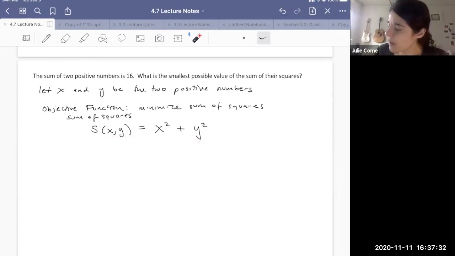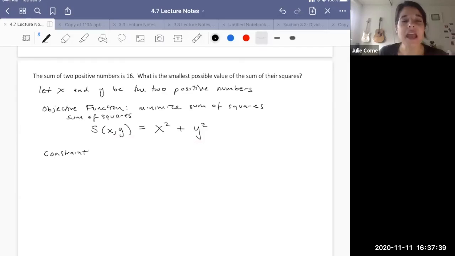Well, what's our constraint equation here? What are the limits? If we didn't have any constraints, we could just make both variables 0, and 0 squared plus 0 squared would be 0, the smallest sum we could get. But we have a constraint: the two numbers have to add up to 16. So x plus y has to equal 16.